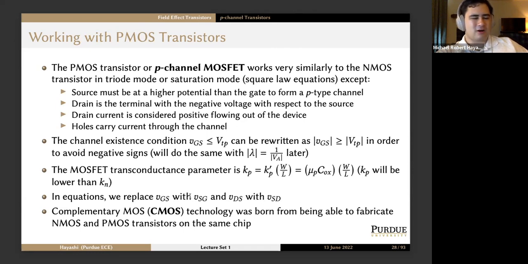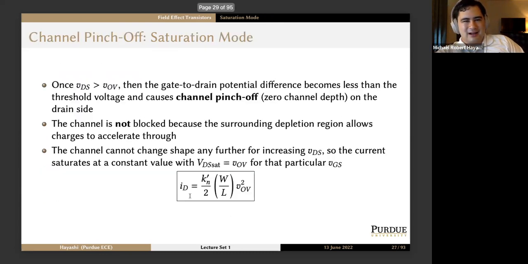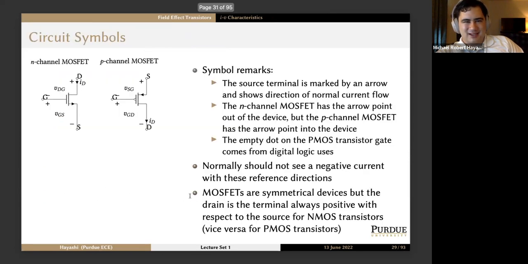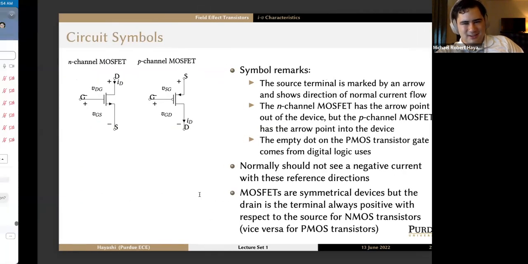So the whole heart of CMOS, which is this big family of digital logic, complementary MOS, is the ability to fabricate NMOS and PMOS transistors on the same chip in very close proximity. So that's how we got this sort of digital explosion, was by having both NMOS and PMOS. So it's important to be able to work with both. I feel like we've talked long enough about the device physics. Let's actually get into the circuit symbols.